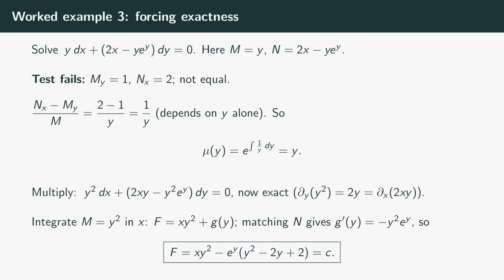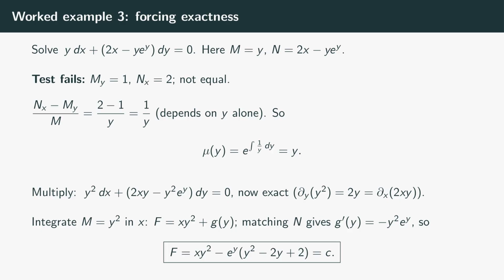Let us force one to be exact. Solve y dx plus the quantity 2x minus y times e to the y, all times dy equals 0. So m is y, and n is 2x minus y e to the y. Test it, the partial of m with respect to y is 1, and the partial of n with respect to x is 2. Not equal, so it is not exact. Try the second friendly case.